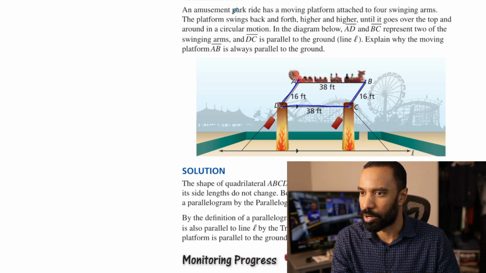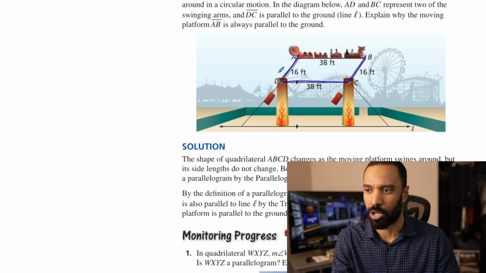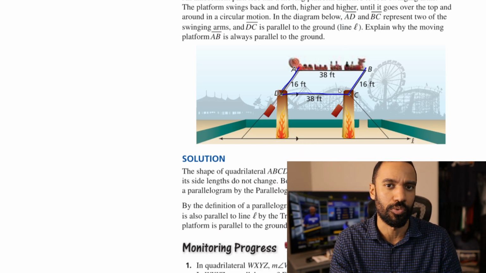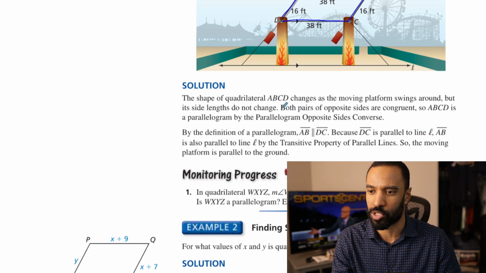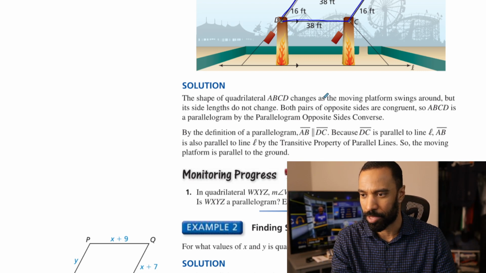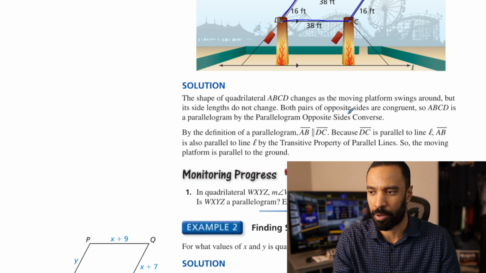So the swinging arms, I don't know if they ever mentioned the swinging arms have to be parallel, but they must be congruent, right? Circular motion would mean always congruent. The shape of quadrilateral ABCD changes as the moving platform swings around, but its side lengths do not change. They're going to stay as they are. Both pairs of opposite sides are congruent, so ABCD is a parallelogram by the opposite sides converse.